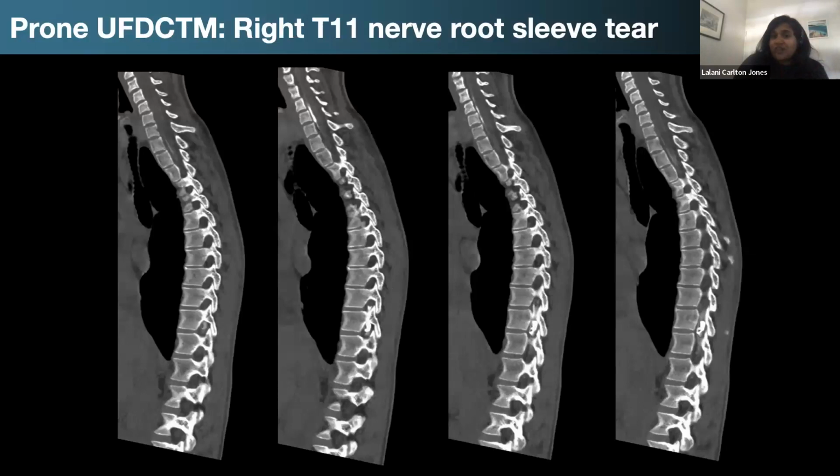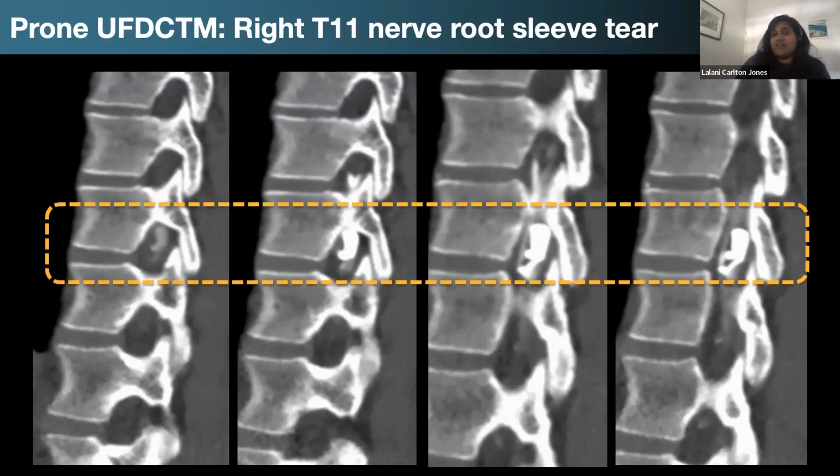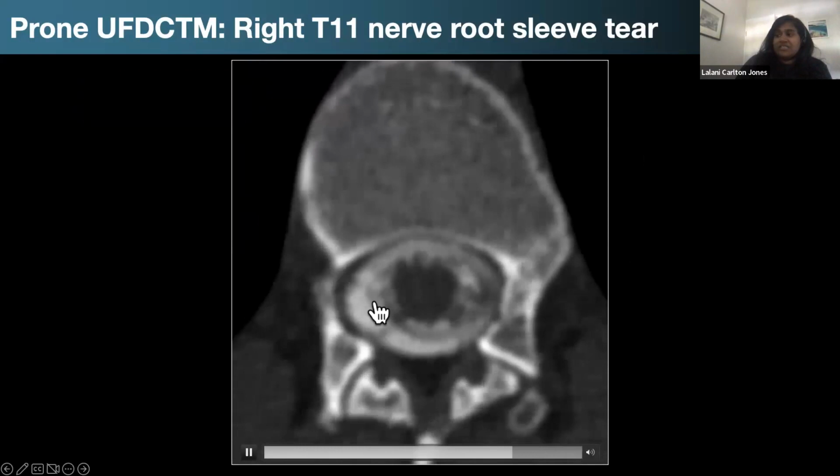And just to show you, on some of the earlier ones I did where I didn't do them lateral, you can still pick up these nerve root sleeve tears when you put the patient prone. Here the contrast is layering prone, but you can see that there's progressive accumulation of contrast within this right T11 neural foramen, indicating that this was the site of leakage.